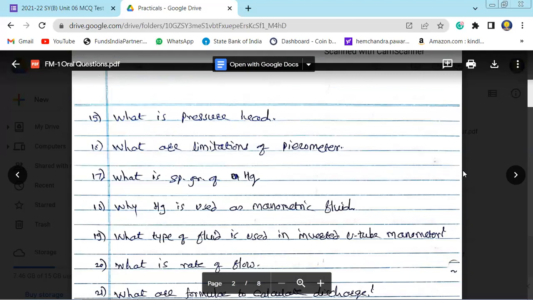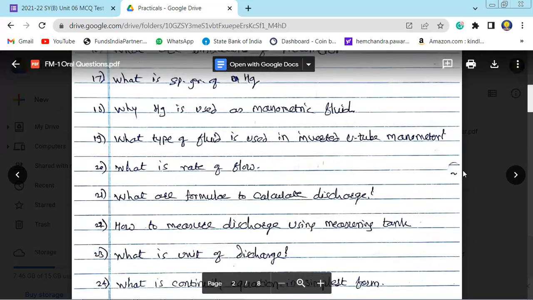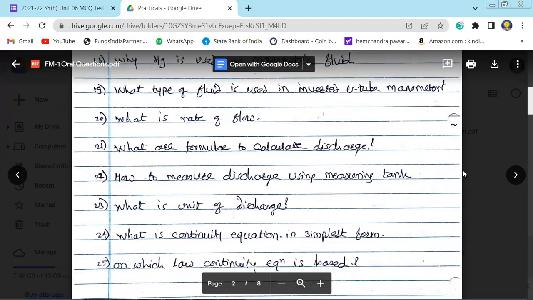What is the rate of flow? What are formulae to calculate the discharge? How to measure discharge using measuring tank? What is unit of discharge? What is continuity equation in its simplest form? On which law continuity equation is based?